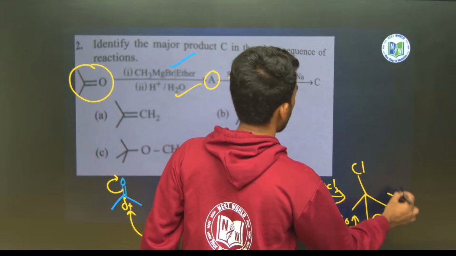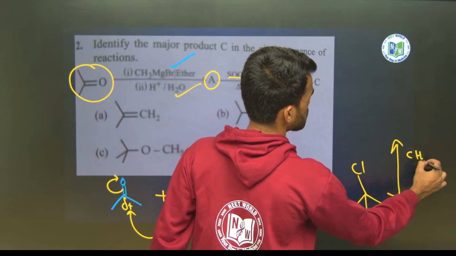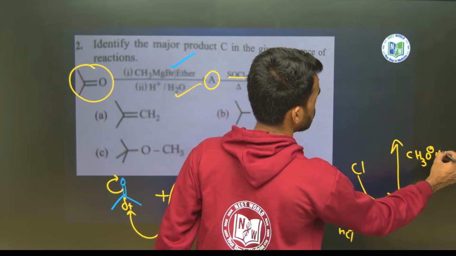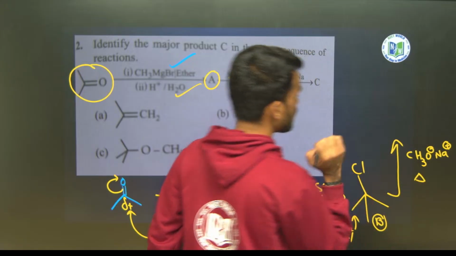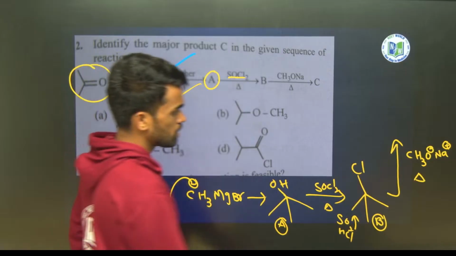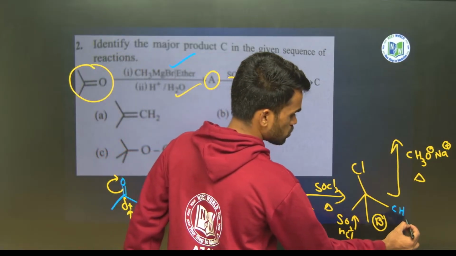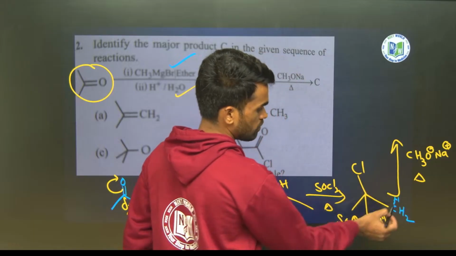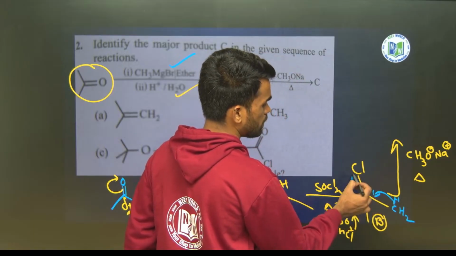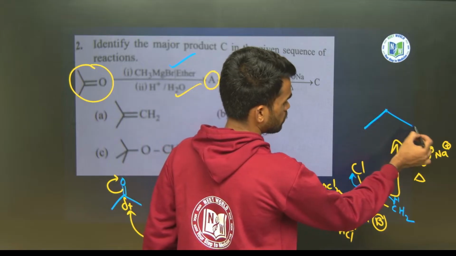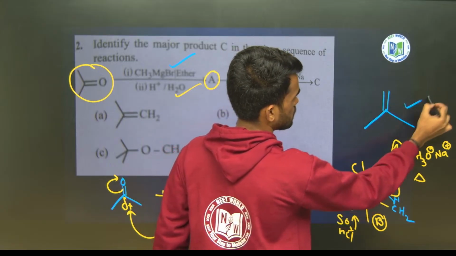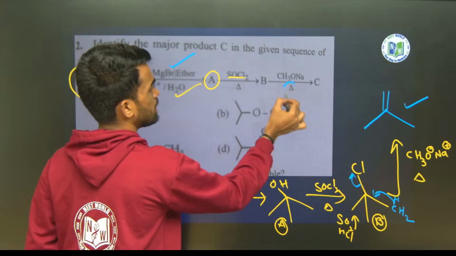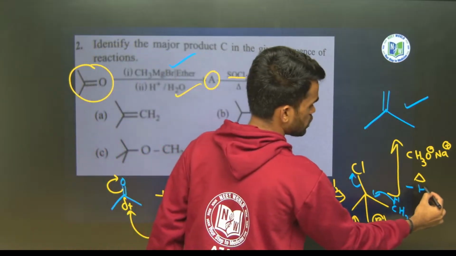B upon treating with sodium methoxide, and heating. So what happens if you heat that? Here you have a methyl group now. One of the hydrogens from this carbon and this halogen will be eliminated, like alpha beta elimination takes place to give a product like this. Because they are saying heating, heating means dehydration takes place.